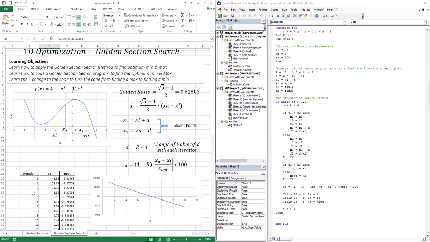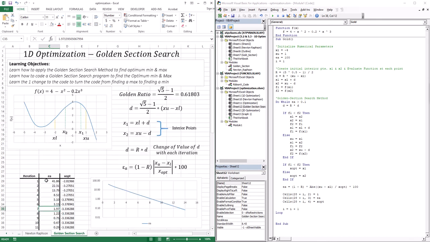So from the amount of iterations that we're seeing here, the Newton-Raphson is still superior to the golden section search method, as it is superior to the bisection method. Well, this marks the end of this lesson, and I will see you in the next lesson.